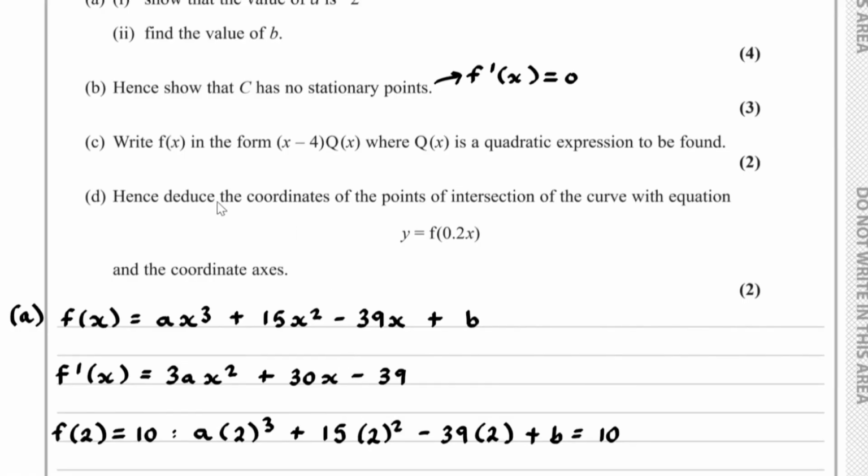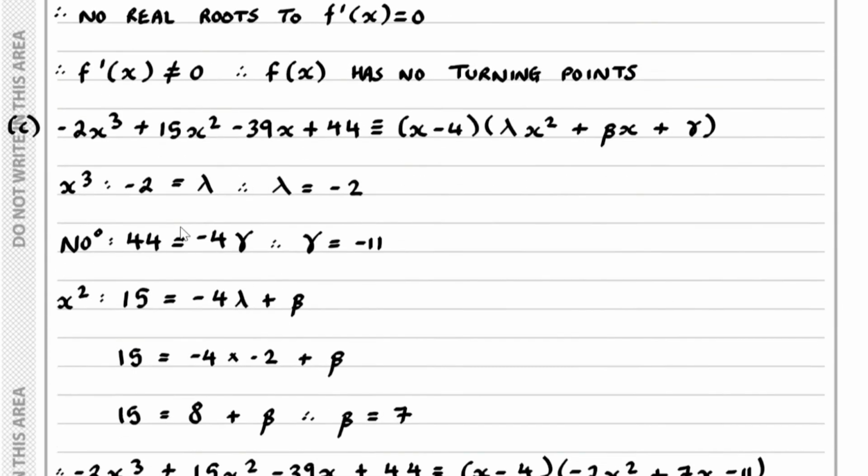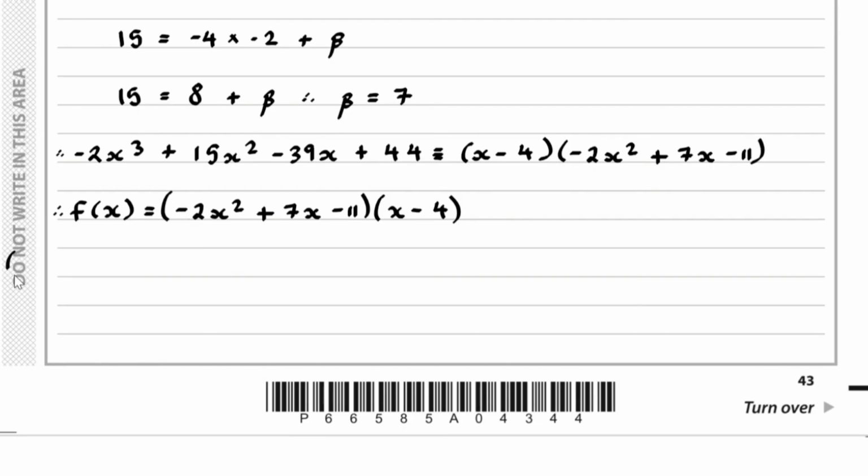Now that we've done that, hence deduce the coordinates of the points of intersection of the curve with equation y equals f of 0.2x and the coordinate axes. Well, let's see where the curve would intersect the x and y axis. It intersects the y axis when we have x equals 0. So f of 0, if I replace the x's with zeros, f of 0 is equal to 44. And therefore one of the points is 0, 44.